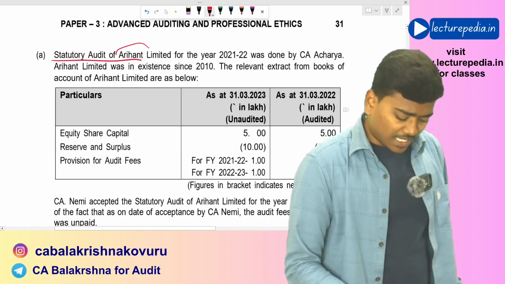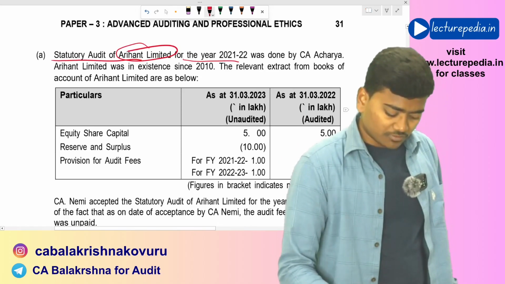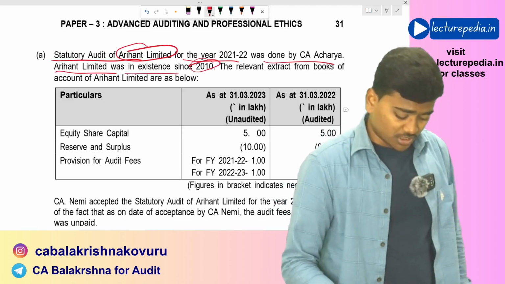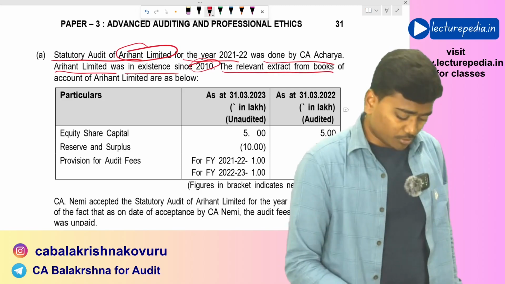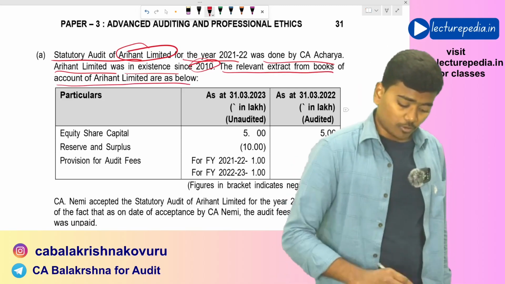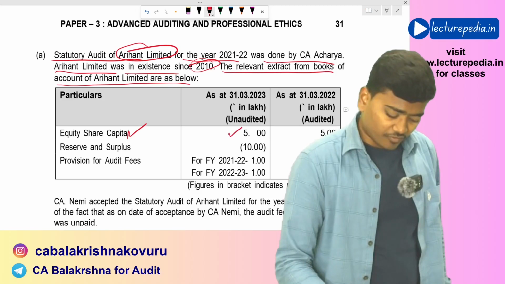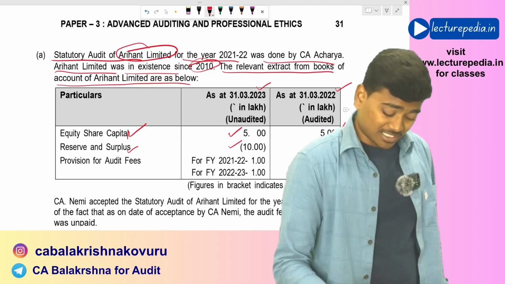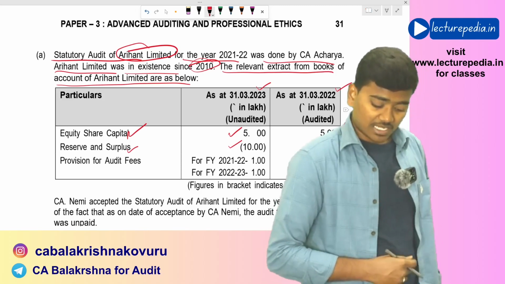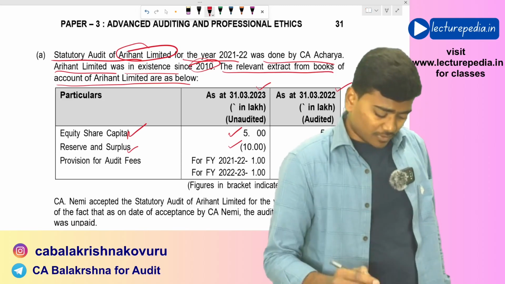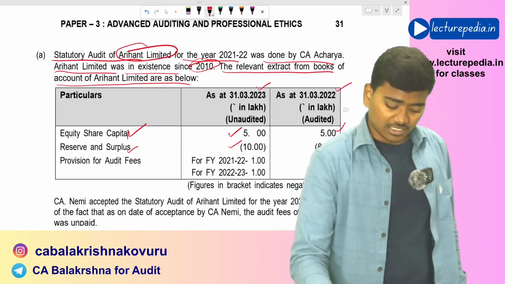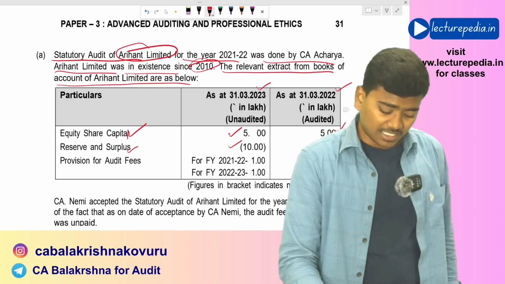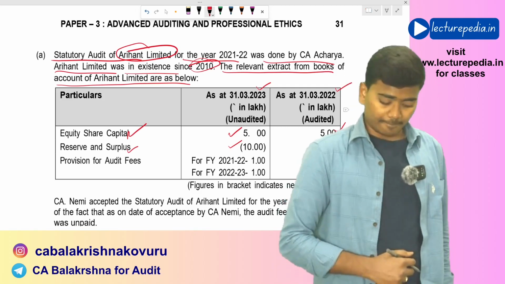Statutory audit of Arihant Limited for the year 21-22 was done by CA Acharya. Okay. Arihant Limited was in existence since 2010. Okay. The relevant extract from the books of accounts of Arihant Limited are as below. Equity share capital is 5 lakh for 23, 5 lakh for 22. Reserves and surplus is minus 10 lakh for 23 and minus 8 lakh for 22. Now, if you see, the net worth of this Arihant Limited is negative. So, you can conclude that Arihant Limited is a sick industry or a sick company.